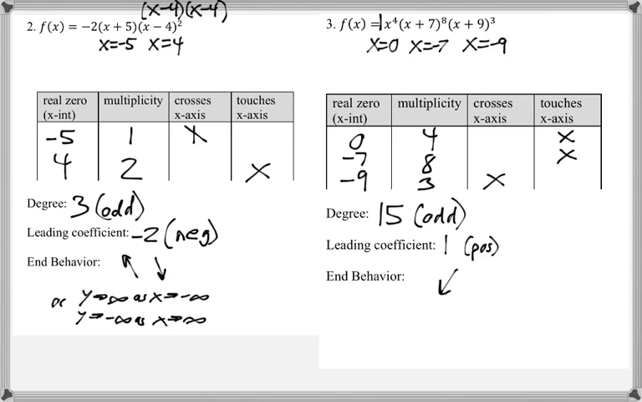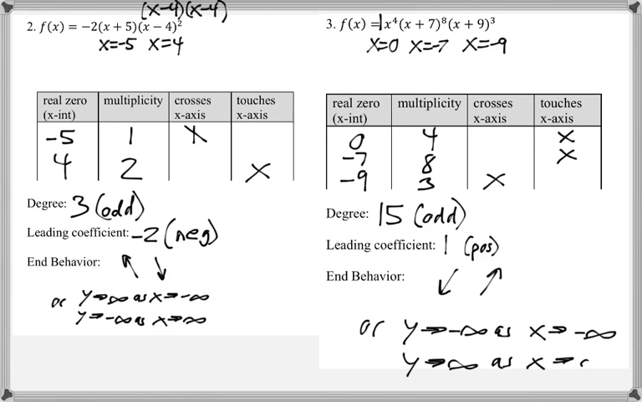So my end behavior is going to be it goes down as you go to the left and goes up as you go to the right. Or if you wanted to write it, it would be y goes to -infinity as x goes to -infinity, and y goes to infinity as x goes to infinity.